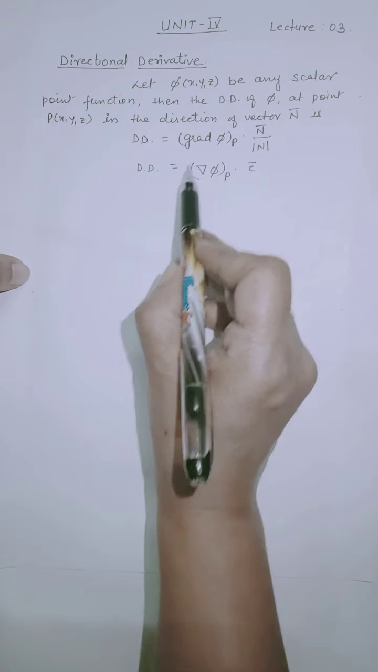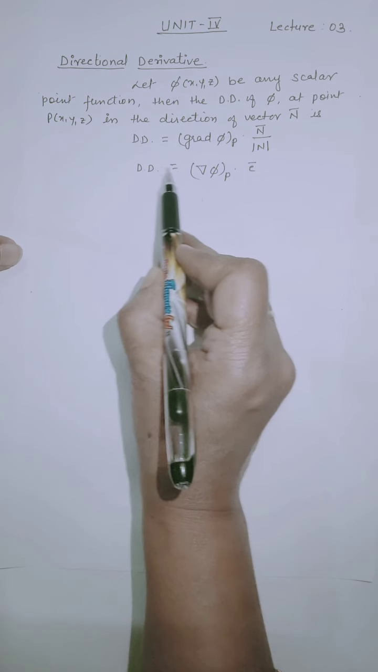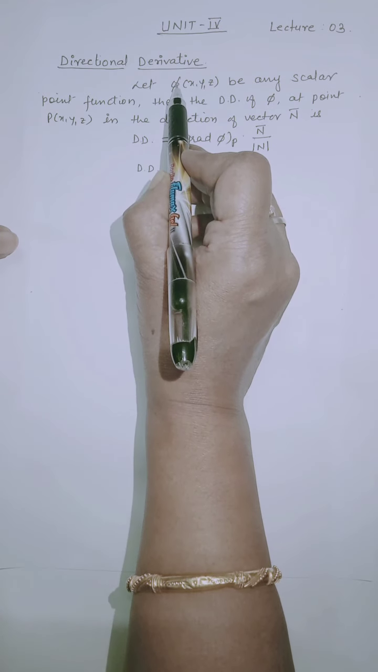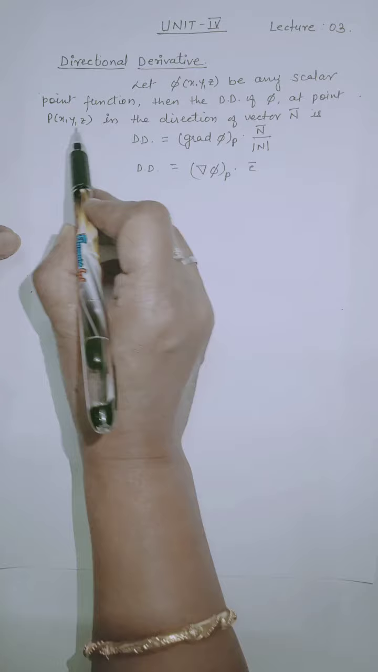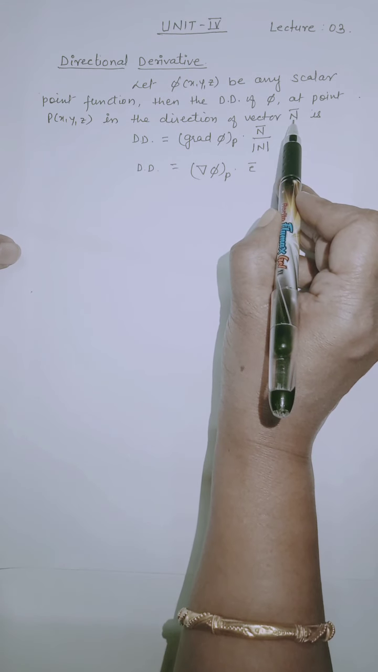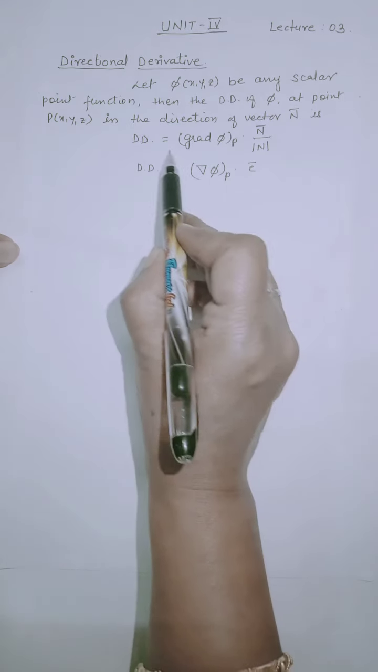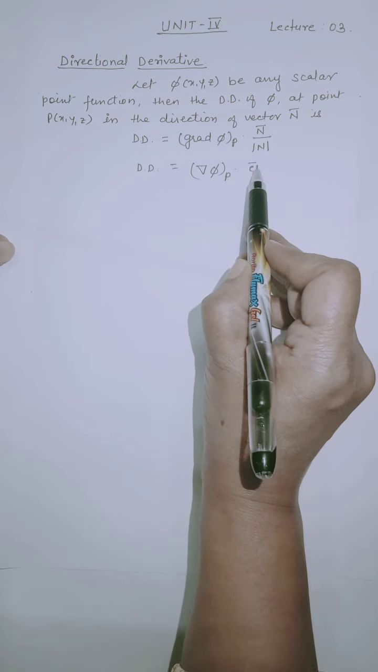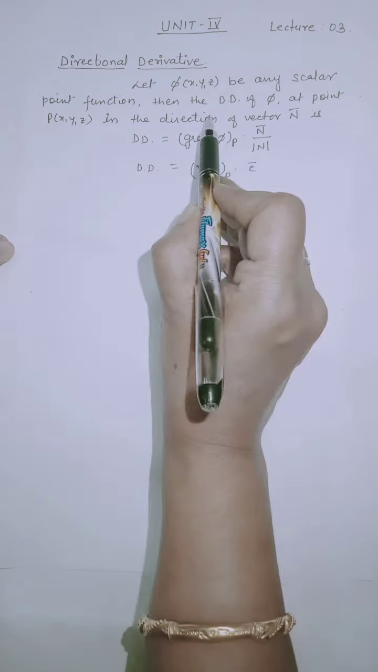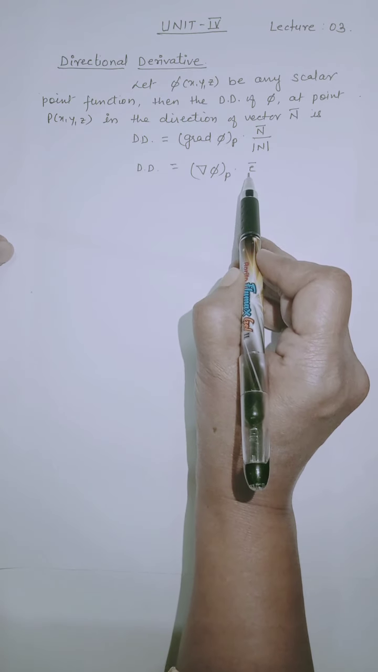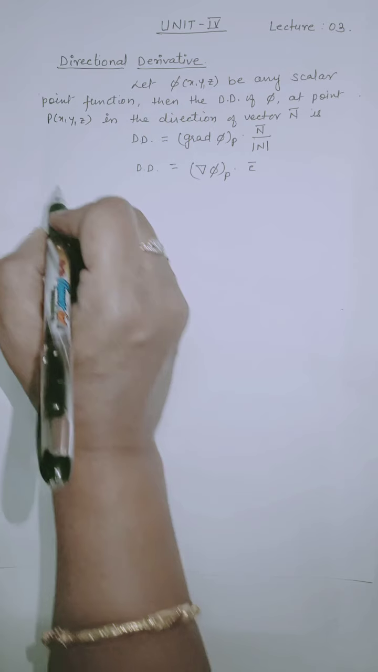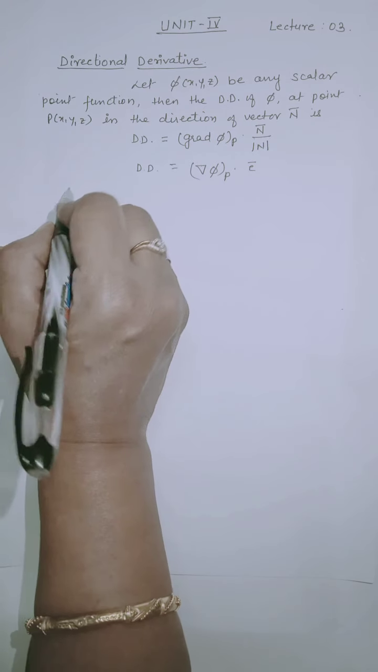So you have to remember this formula for directional derivative, that is you have to find directional derivative for a scalar point function phi at a point P in the direction of given vector n. So you have to find grad phi at point P and dot product of this with the unit vector along the given vector n. This is also written as E cap, or you can directly find the unit vector by this. So let us understand this more clearly by taking a problem.